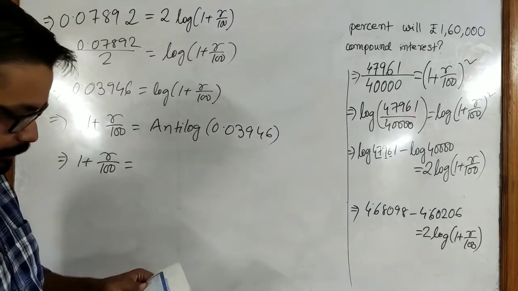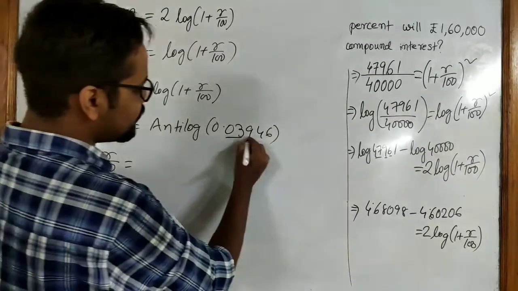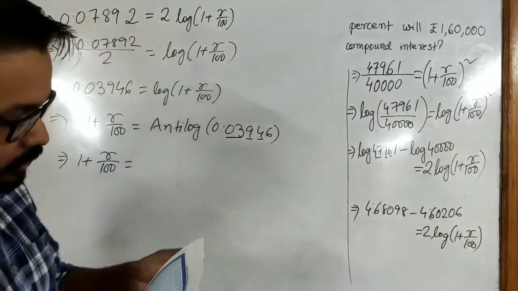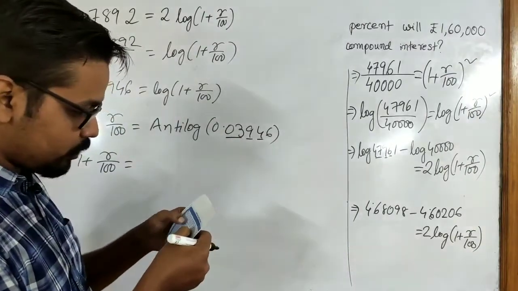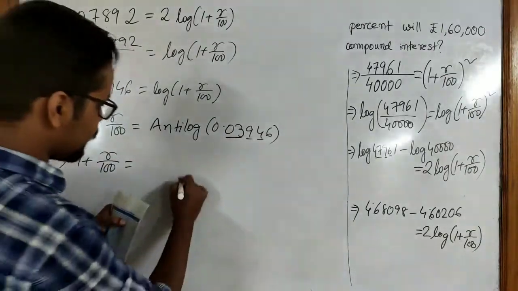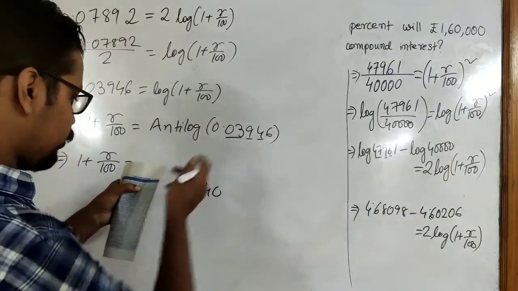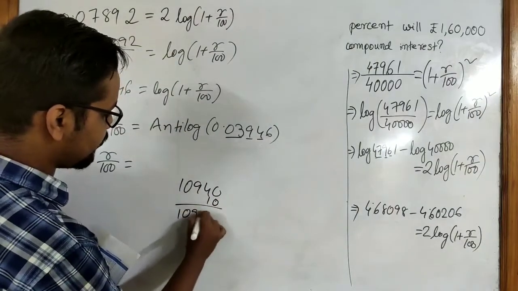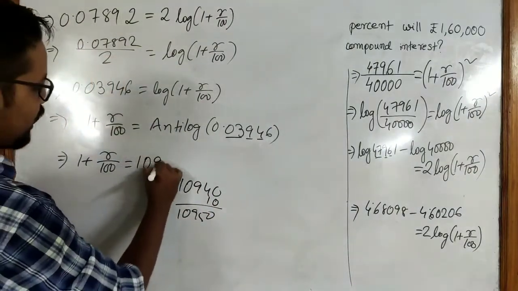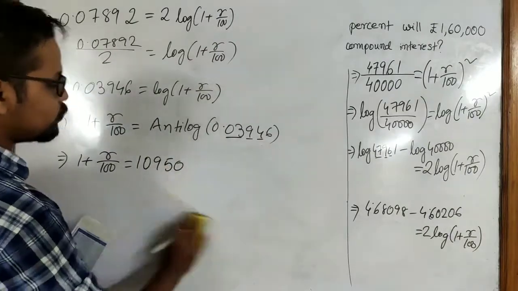What we need to find here is 0.039 and 4. So 0.03 will be right at the top. Then we need 9, which is the last column. So it is 10940, and we need the fourth mean difference, that is 10. So it is 10950. So where is going to be the decimal point?